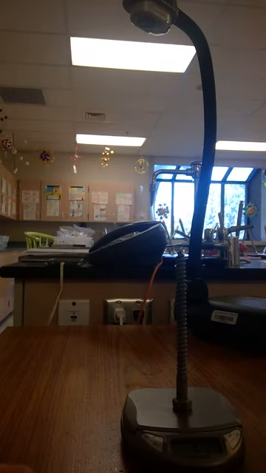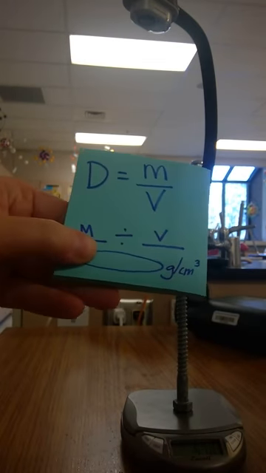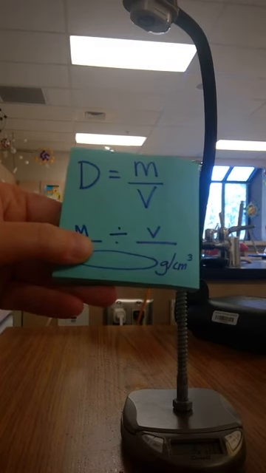Remember, the label for density is grams per cubic centimeter. And so we show that with a G, a slash, and then the C, M, and the little tiny 3.